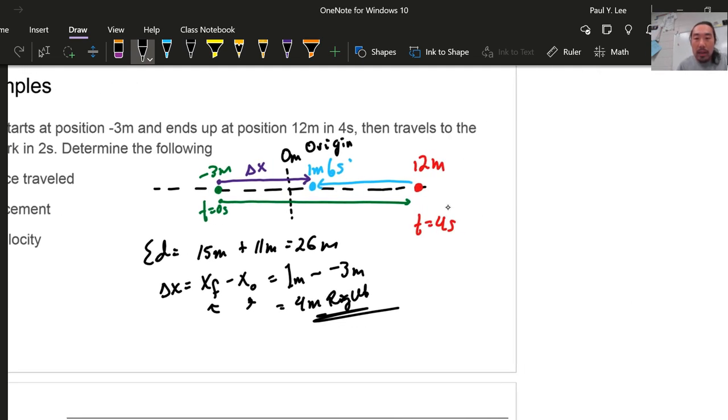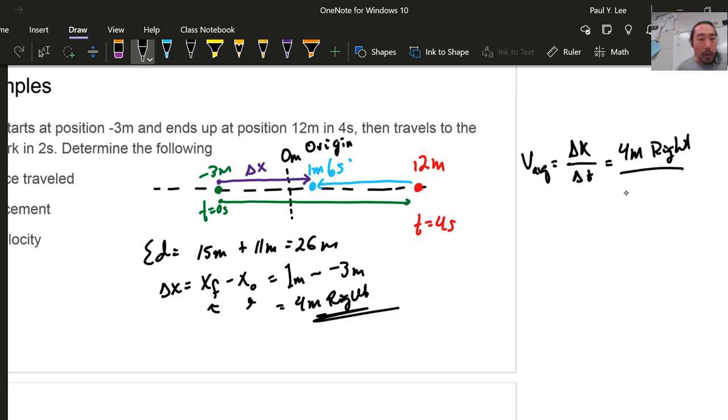Now that we have all that, let's try to figure out the average velocity. If you remember the formula, V average is your displacement over a period of time. And so our displacement is 4 meters to the right. And the total time that it took, from here to here is 4 seconds, from here to here is 2 seconds, so a total of 6 seconds. So 4 divided by 6 would be, what is that? 0.67 repeating meters per second to the right. That would be your average velocity.